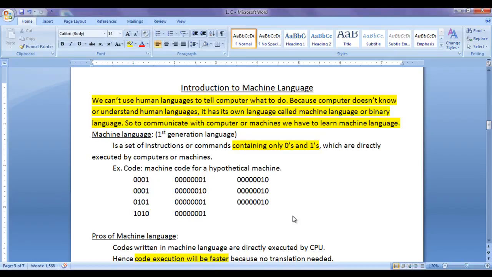Hello friends, welcome back. In this tutorial, we are going to discuss Introduction to Machine Language.